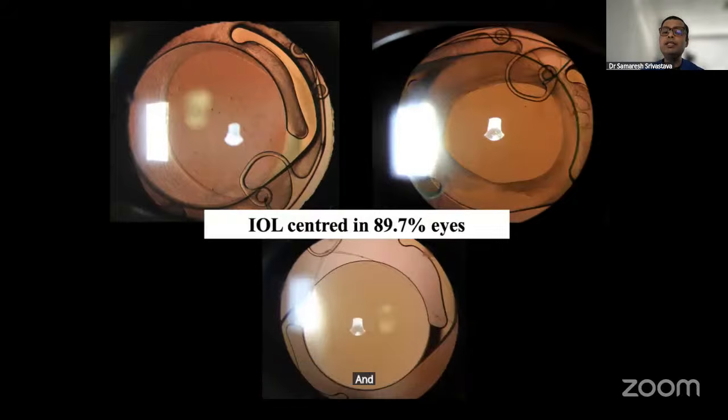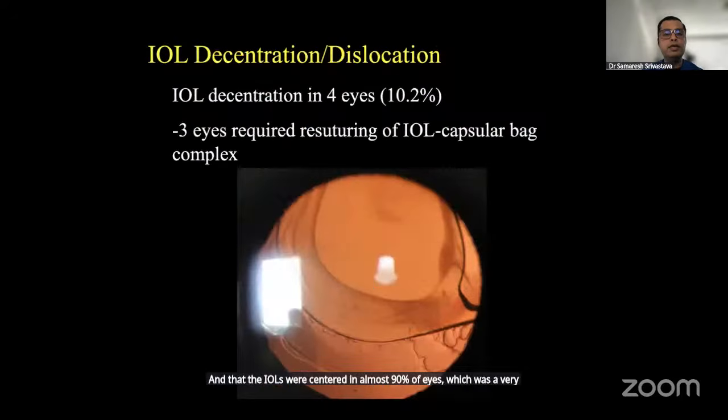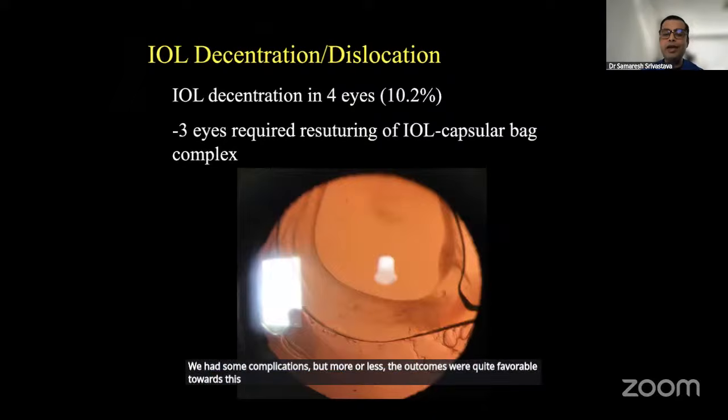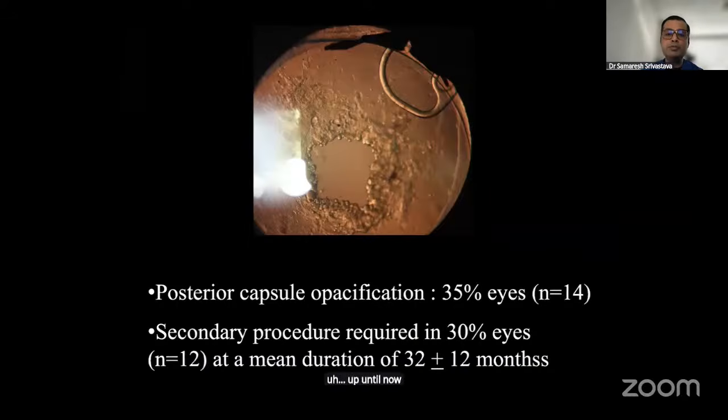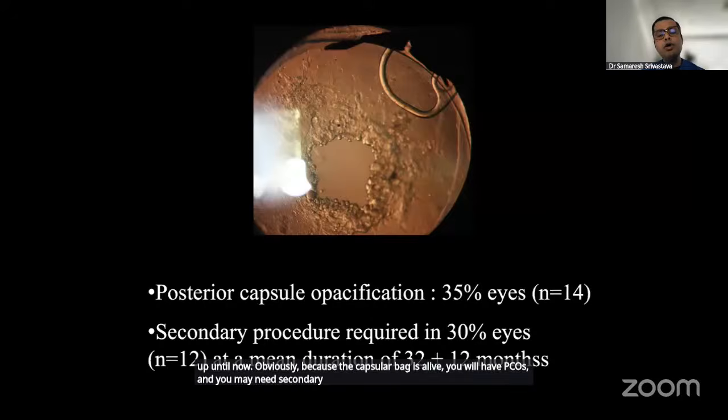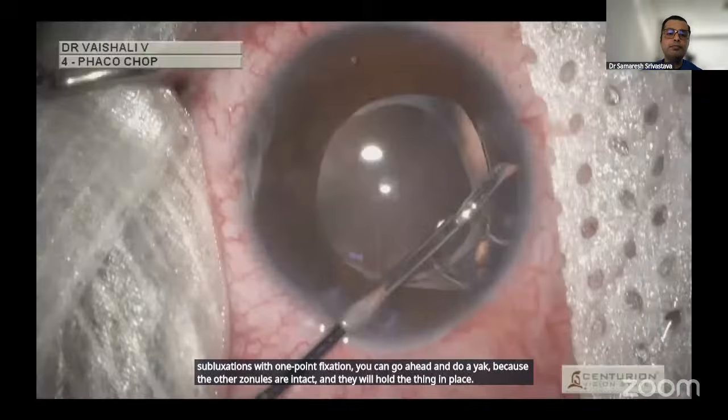And the IOLs were centered in almost 90% of eyes, which was a very welcome result. We had some complications, but more or less the outcomes were quite favorable towards this fixation. And that is why we held on to this technique up until now. Obviously, because the capsular bag is alive, you will have PCOs and you may need secondary procedures. But the good part is that in traumatic subluxations with 1 point fixation, you can go ahead and do a YAG because the other zonules are intact and they will hold the thing in place.